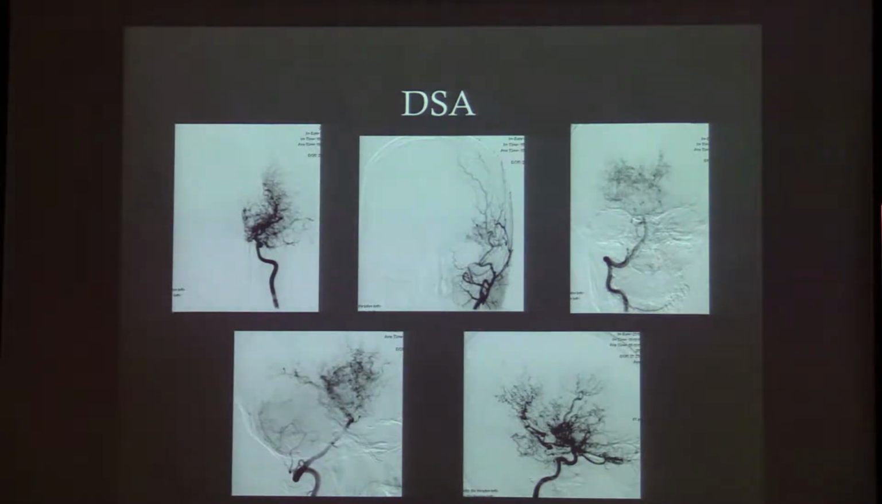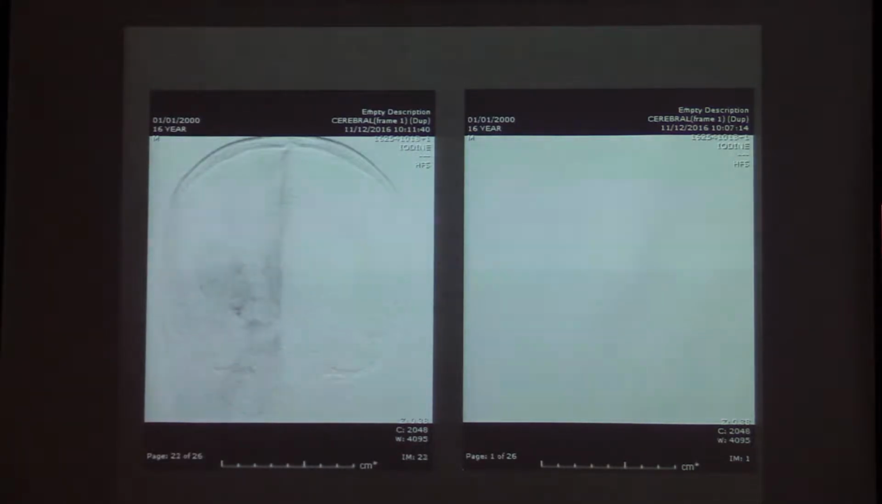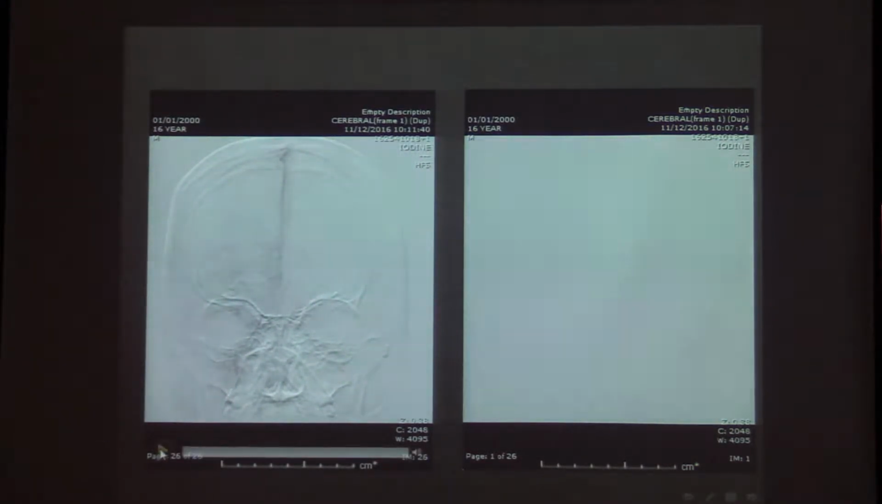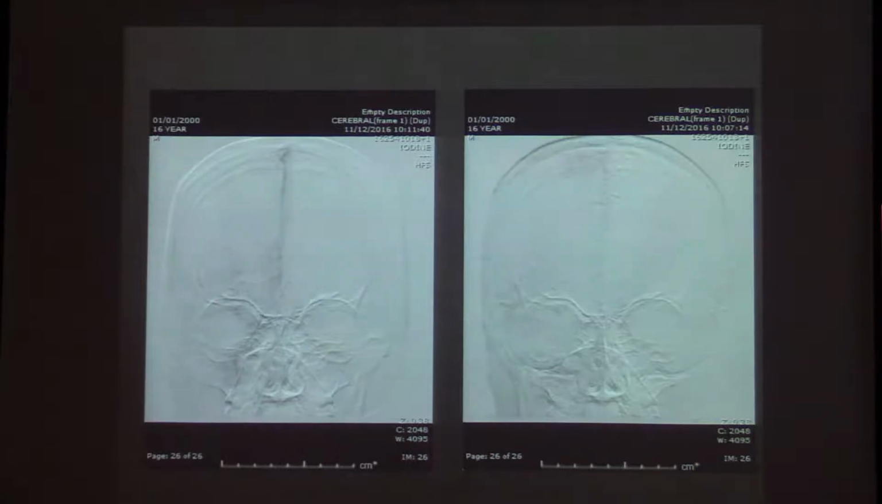The next exam that was done was digital subtraction angiography. Contrast was injected through different blood vessels in the neck. I have two videos. In one of them, the contrast is injected through the right internal carotid artery. In the other video, you could see contrast injection through the right external carotid artery.